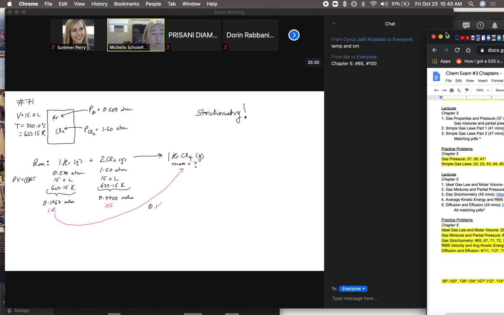So we're going to take our 0.1467 moles of krypton, and it's a 1 to 1 ratio, times 1 mole of krypton tetrachloride per 1 mole of krypton, times, well, now we just need the molar mass of krypton tetrachloride. So let's take a look. Krypton, 83.8. Chlorine, 35.45. 83.8. So I get 225.6 here.